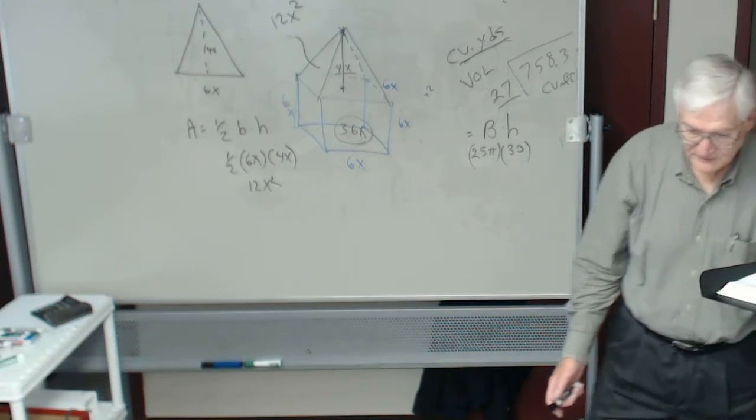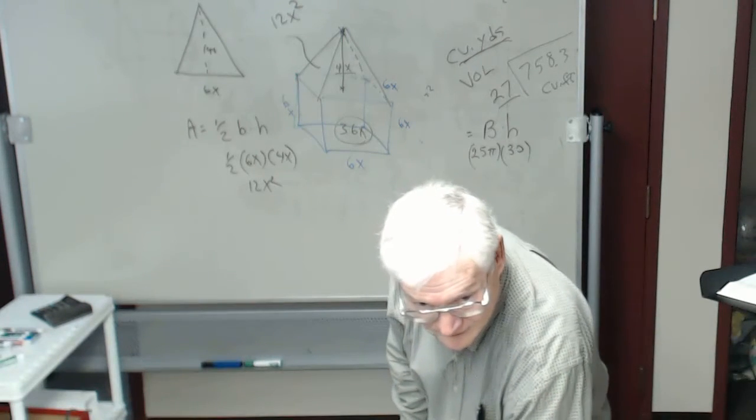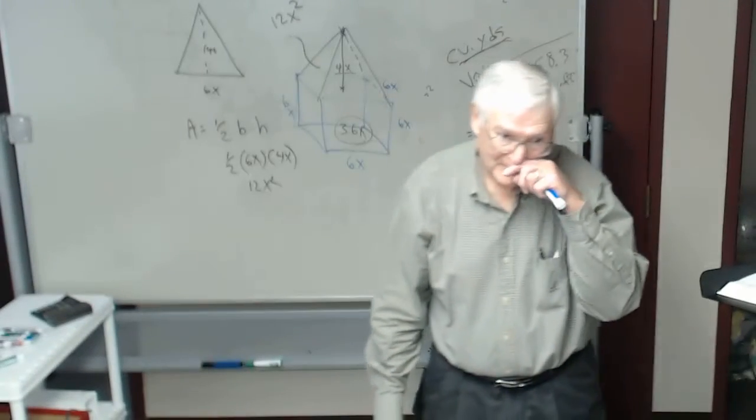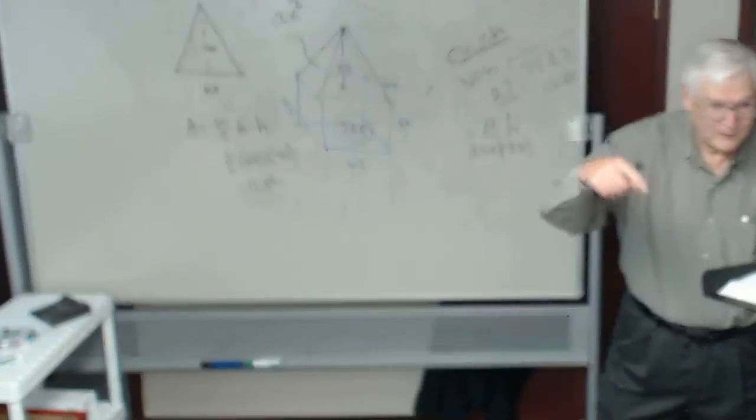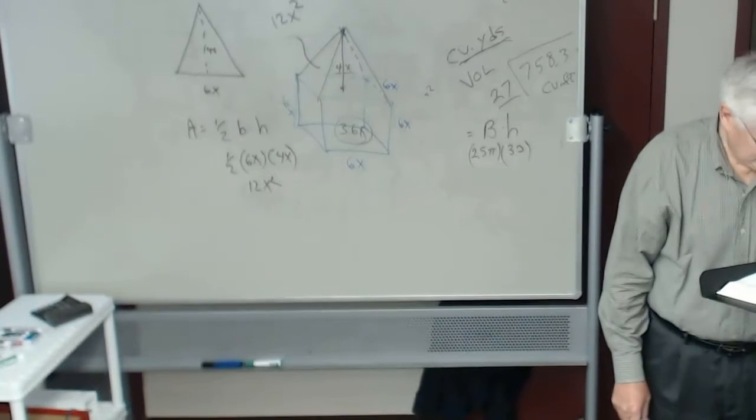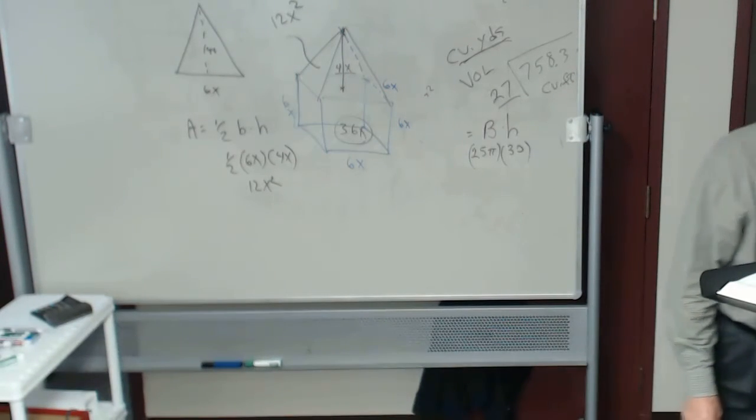And I'm assuming they're not counting the base as one of the surfaces. No, because they wanted the external. They just want those 4 and then the 4 little triangles. Any others that you have a question about?